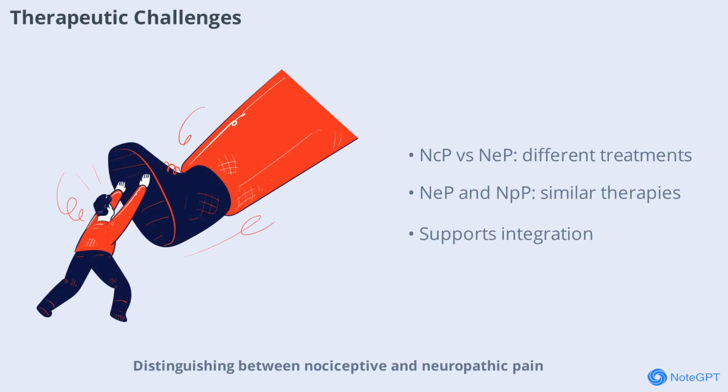Distinguishing between nociceptive and neuropathic pain is important because they require different treatments. However, the distinction between neuropathic and nociplastic pain is less clinically relevant, as their treatments largely overlap. For example, both respond to antidepressants and gabapentinoids, and non-pharmacological therapies like exercise and cognitive behavioral therapy. This practical similarity further supports the case for integrating nociplastic pain into the neuropathic pain framework.